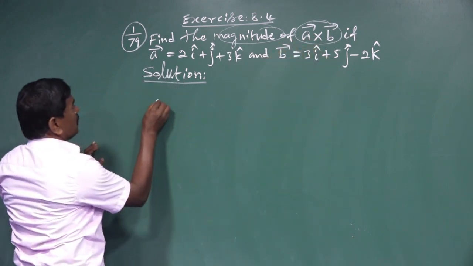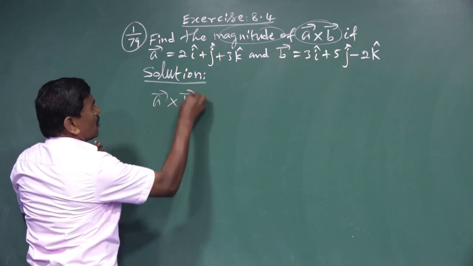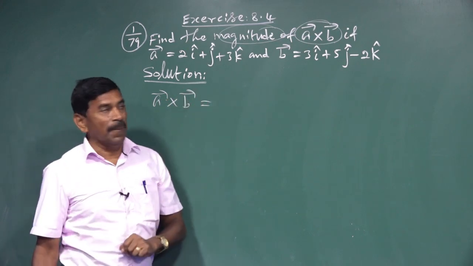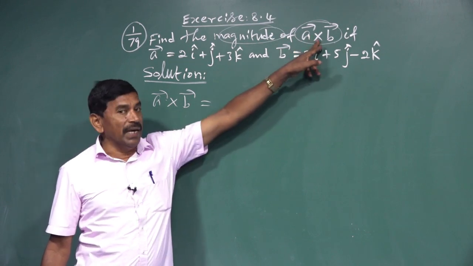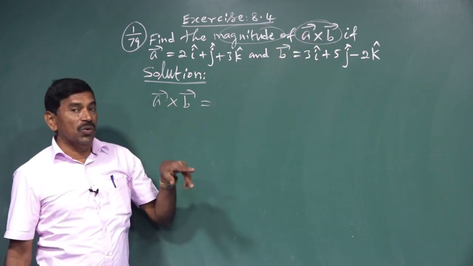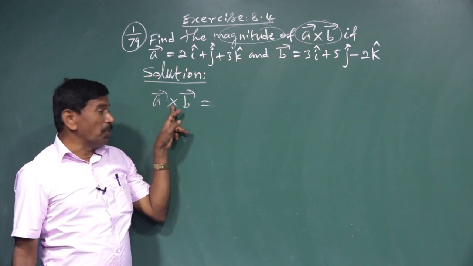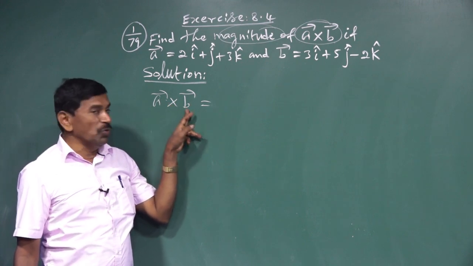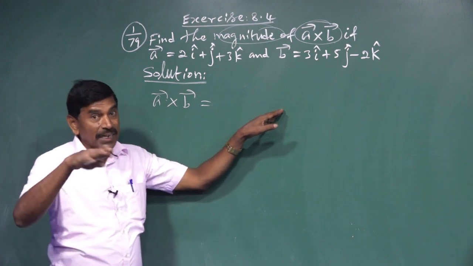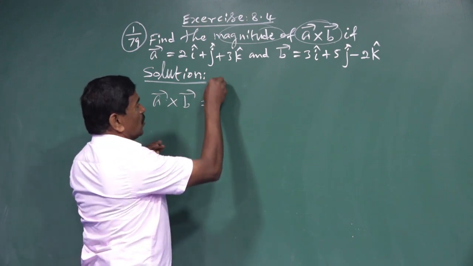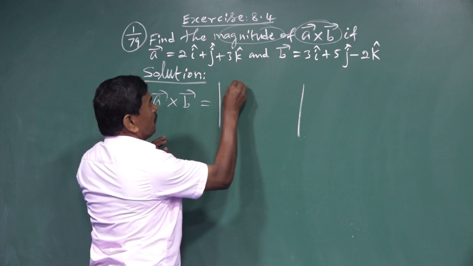A vector cross B vector is equal to. Here A vector and B vector are given. First, let us complete A cross B. Now, what is the working rule? If the cross product is defined between the two vectors, its result is given by the determinant with ijk. Very good.